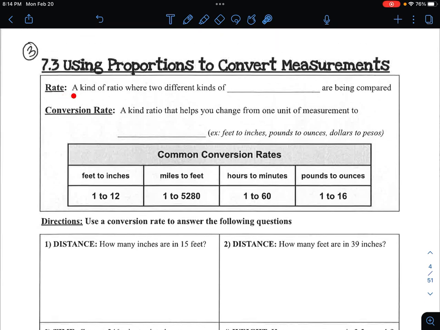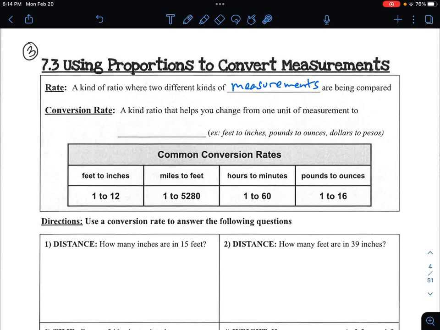Something we'll need to know is the word rate, which is a kind of ratio where two different kinds of measurements are being compared. Two kinds of measurements. Now, we normally think of miles per hour and feet per second, dollars per pound, things like that.